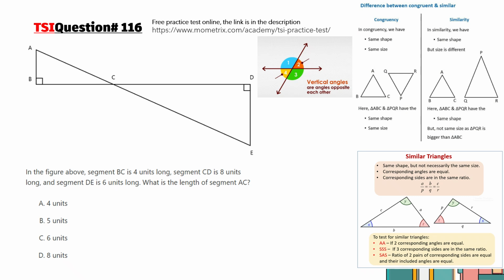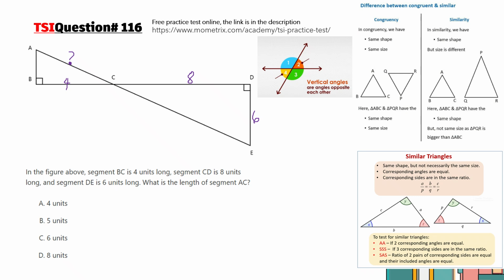So, first of all, we have to label all the given information on the diagram. So we have BC is 4 units long, so let's write down 4 here. CD is 8, and then DE is 6 units. What is the length of segment AC? That is the question mark.